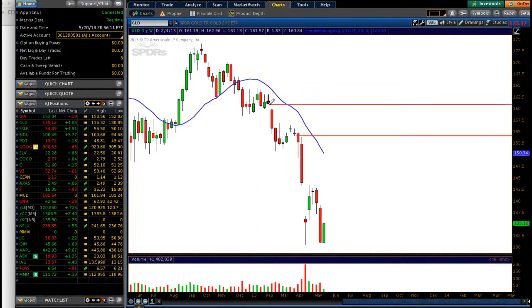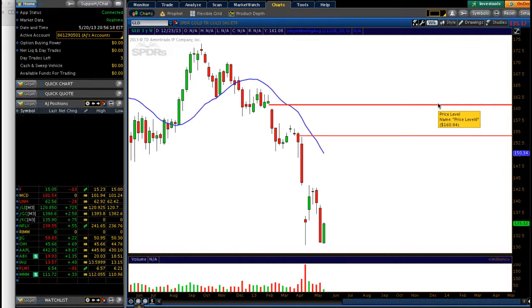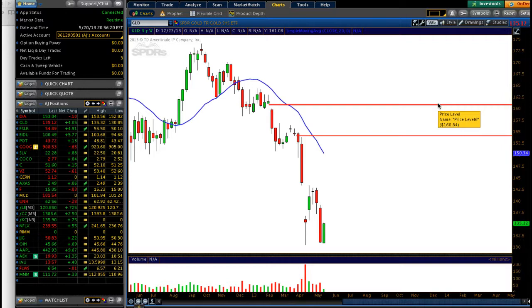We have gaps above the market here. You see that? Up over 160, we have gaps on the weekly chart. Gaps on a weekly chart on gold, almost 100% of the time, gaps on the weekly chart fill. Almost 100% of the time.